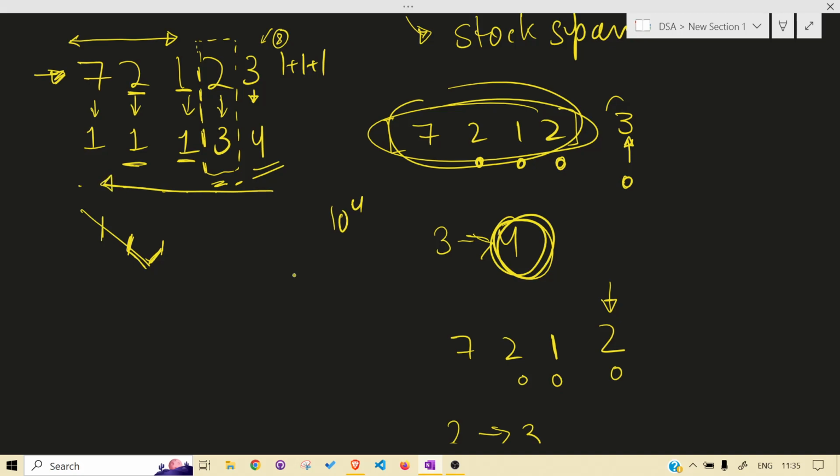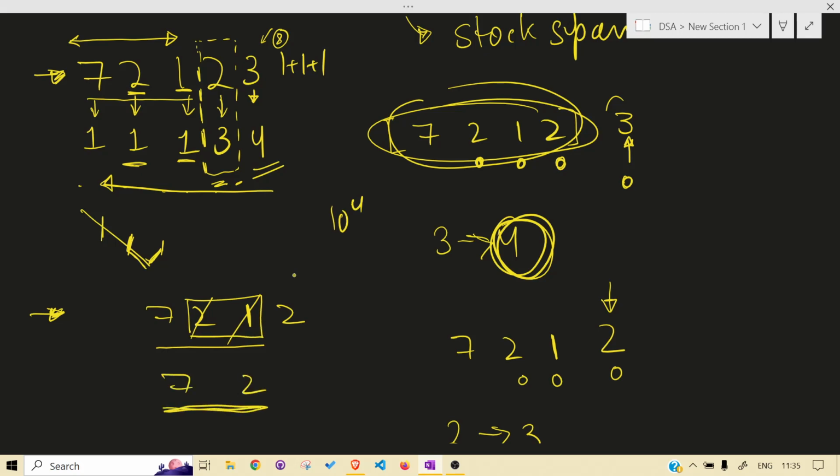This is not feasible. This much is clear. So which data structure should we use to have that decreasing order maintained? Whenever that decreasing order doesn't hold, we have to remove these, and then again we will have this.